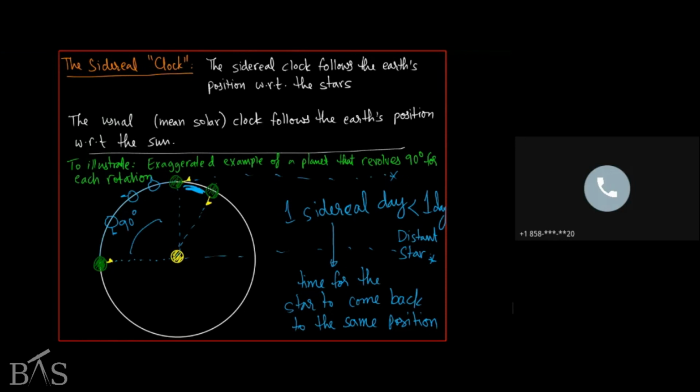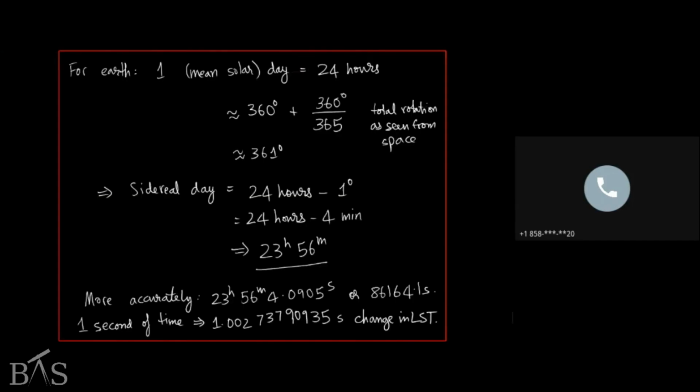Okay, so the stars come back to the same position after the exact number for Earth, or rough number for Earth, is 23 hours and 56 minutes. Whereas the sun comes back every 24 hours, roughly. I mean, we already said that there's a lot of variation in how the sun comes back, but roughly 24 hours, whereas this is roughly 23 hours and 56 minutes. So, let me explain why it is 23 hours and 56 minutes.